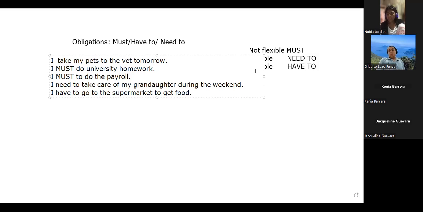Porque si están enfermos, no. Pero si es una visita rutinaria, puede que sí. Entonces, pongámosle have to. It's not an emergency. I have to take my pills.